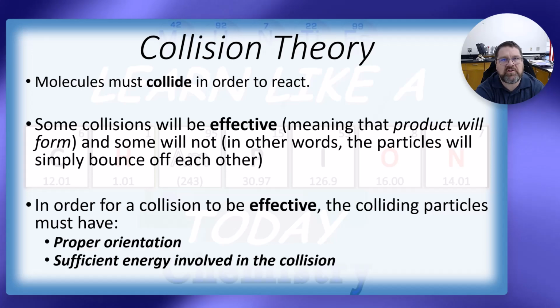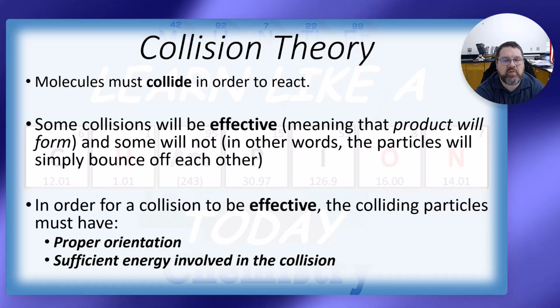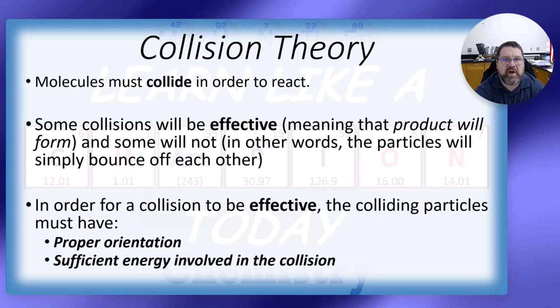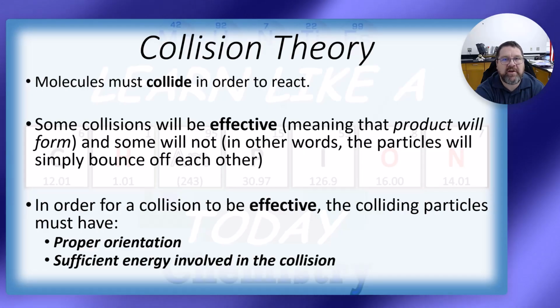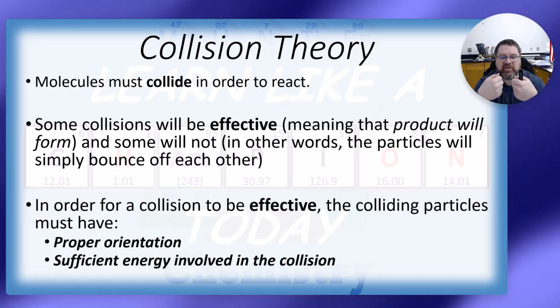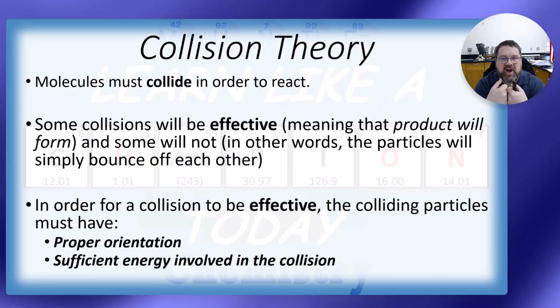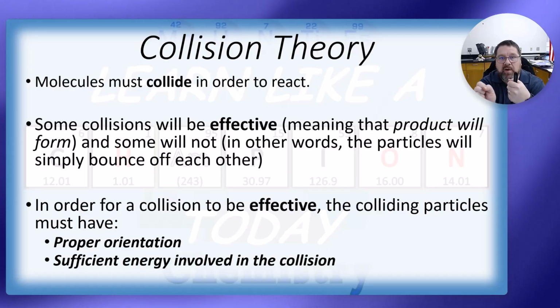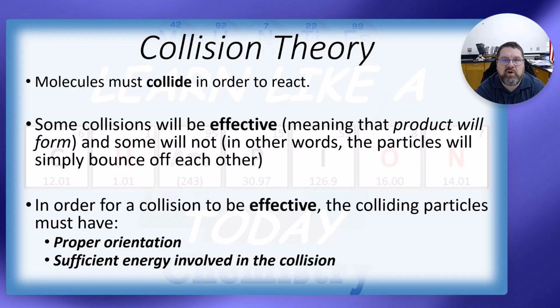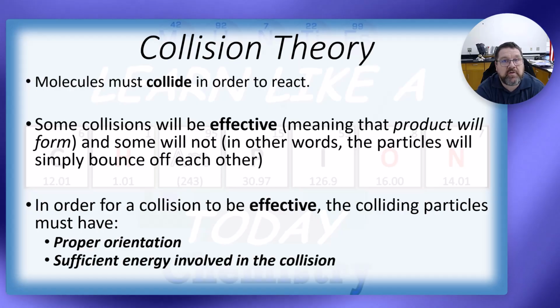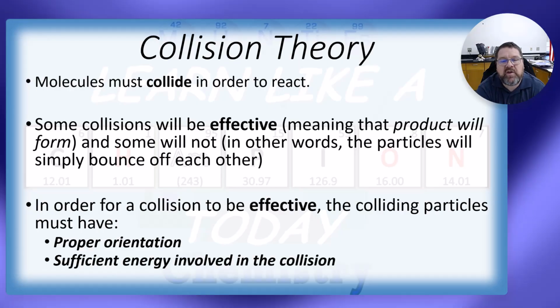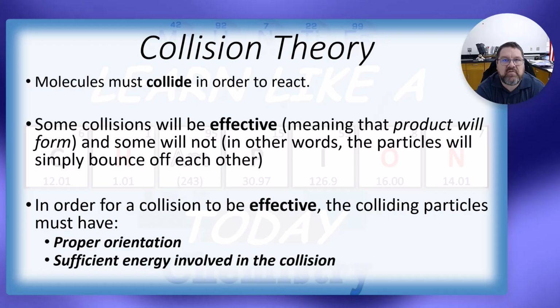And so in order for a collision to be effective, you have to have these two things with the colliding particles in place. One, they have to be oriented to each other in a proper way. So it's kind of like taking two Lego bricks. If you put them top to top, they're not going to stick. But if you put them in the proper orientation, then the Lego bricks will be able to attach to one another and hold together. Secondly, you have to have sufficient energy involved in the collision.